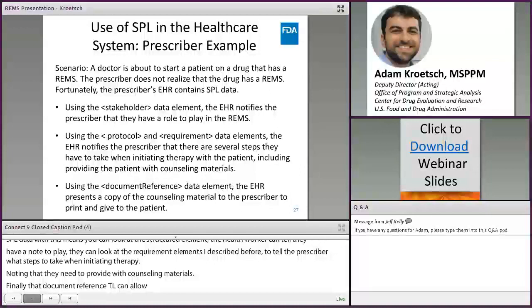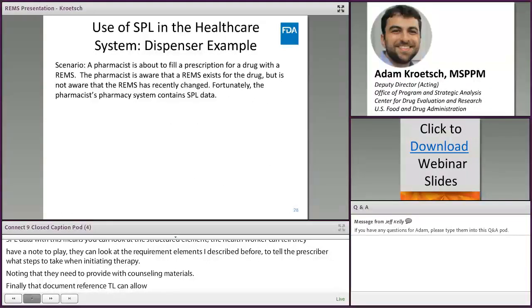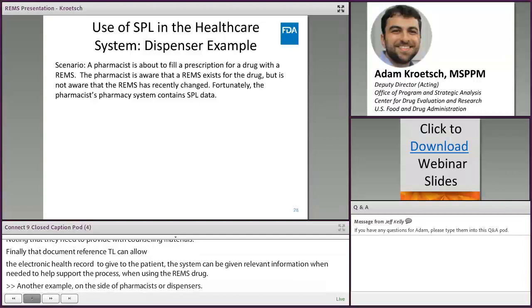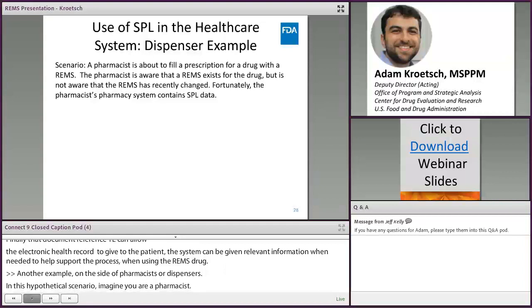Another example of how SPL can be used in the healthcare system is on the side of pharmacists or dispensers. So in this hypothetical scenario, imagine that you're a pharmacist and you're about to fill a prescription for a drug that has a REMS. And you're aware, perhaps, that a REMS exists for that drug, but perhaps the pharmacist is not aware that the REMS has recently changed.